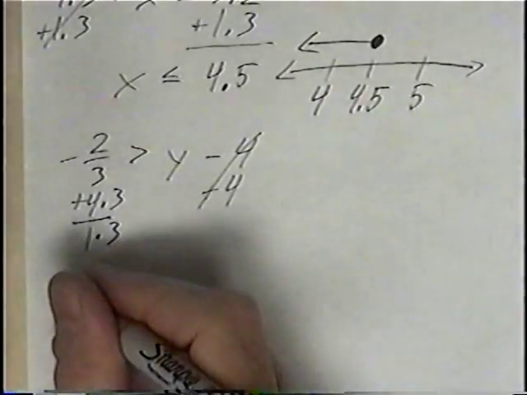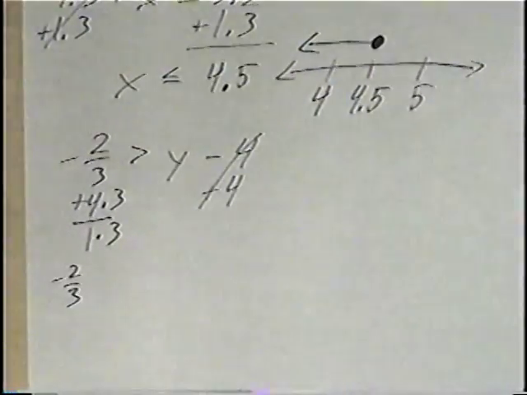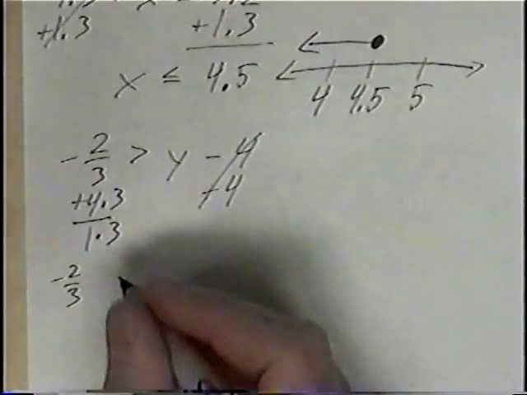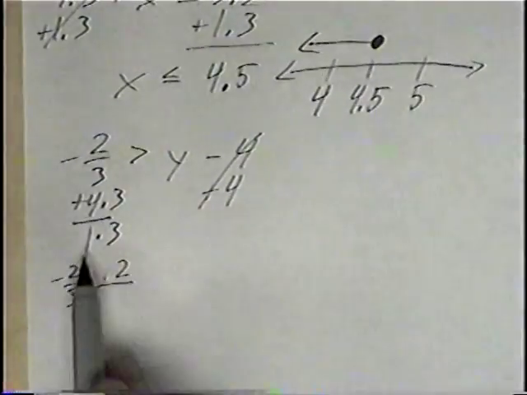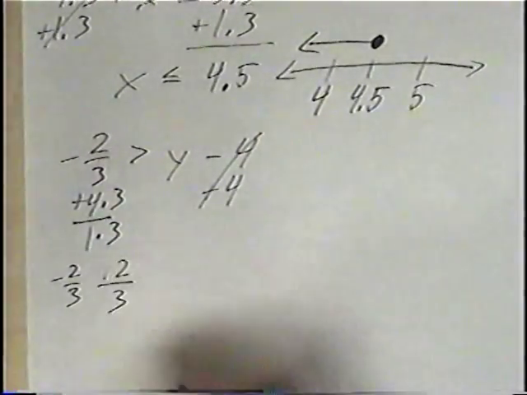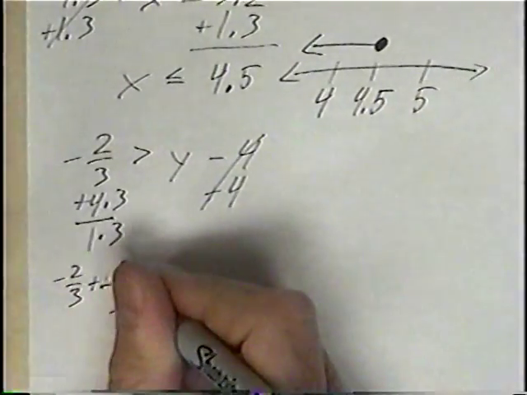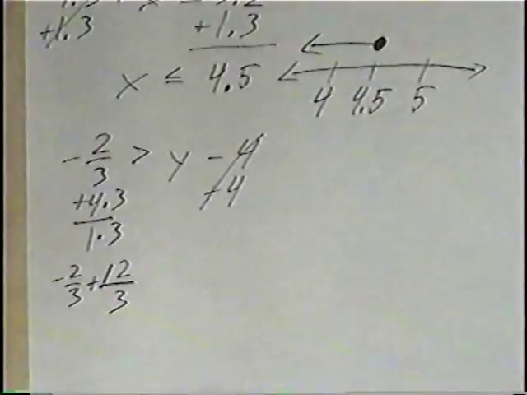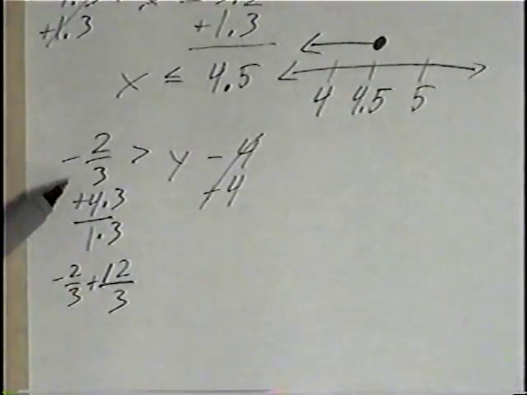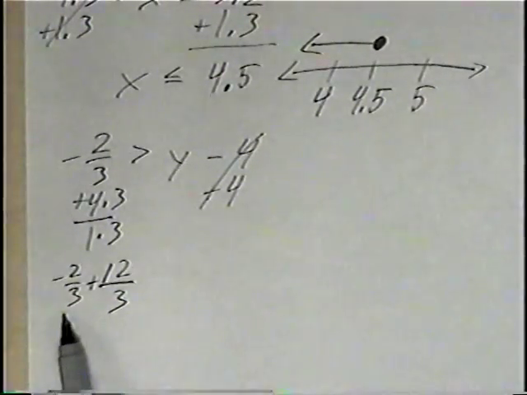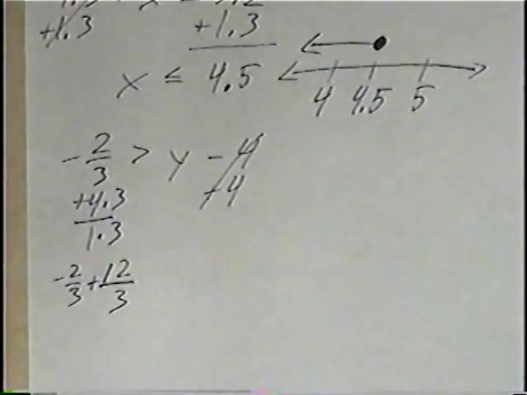So -2/3 would stay the same. 4 times 3 would be 12. 1 times 3 would be 3. And the 4 is positive, so we'll have plus 12 over 3. So instead of -2/3 plus 4, now we have -2/3 plus 12 over 3.